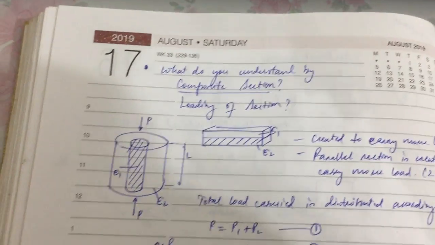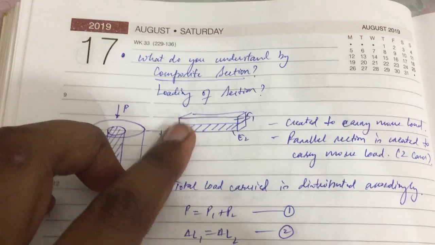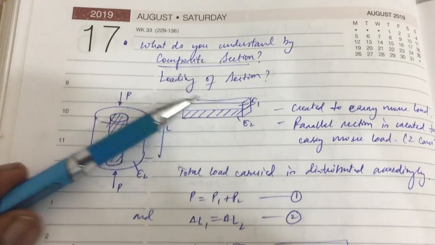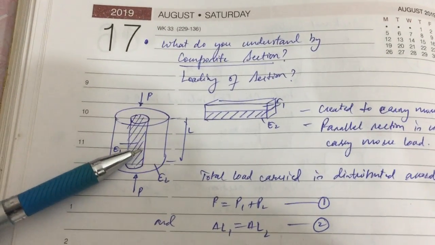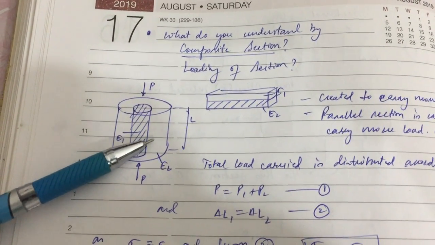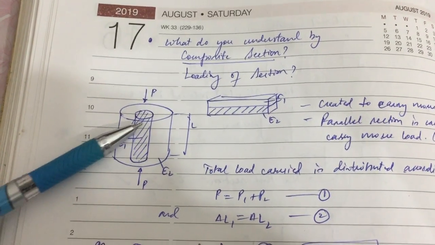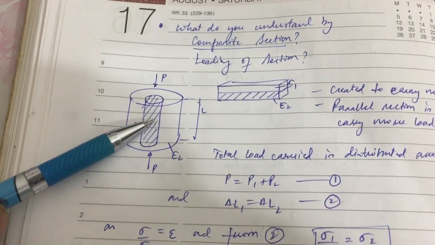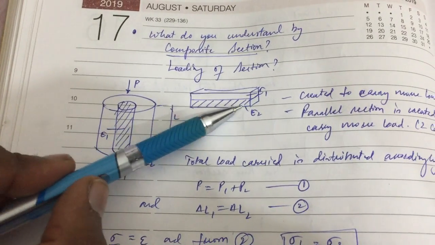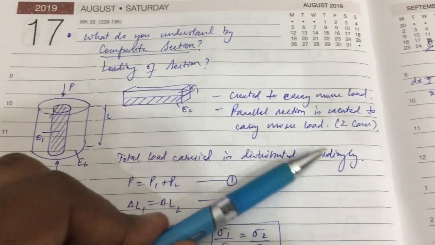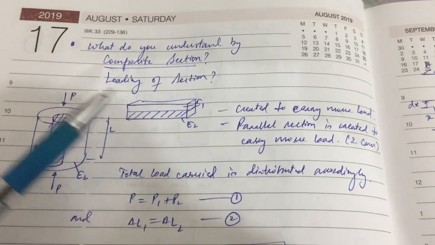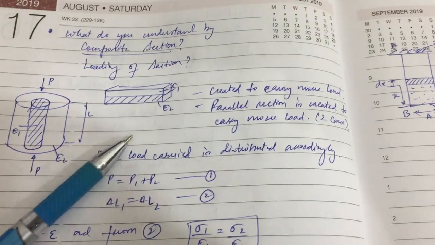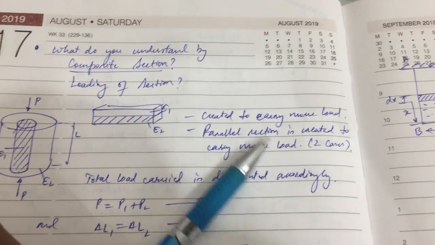So next is, what do you understand by the composite section and the loading of the composite section? Composite section means materials which are combined or placed in such a manner that they are parallel to each other. There are two ways. One is to make a coil around each other with equal length, and the other is to place the materials parallel to each other. Why do we need such a composite section, and why are they created? They are created to carry more load than the normal one.